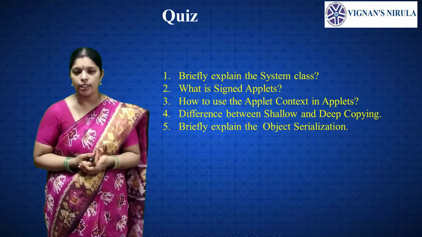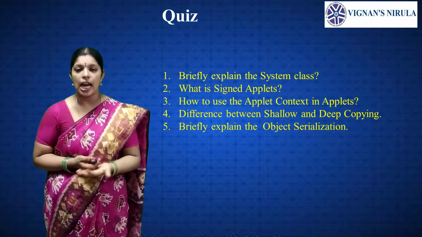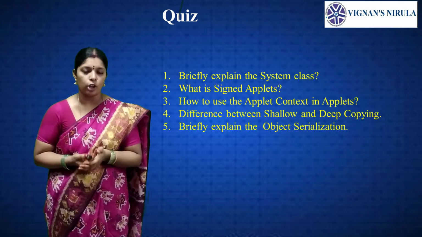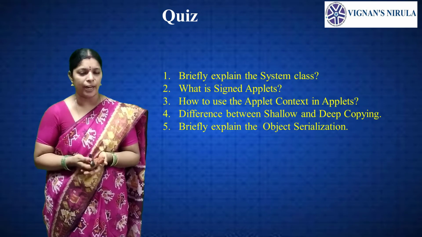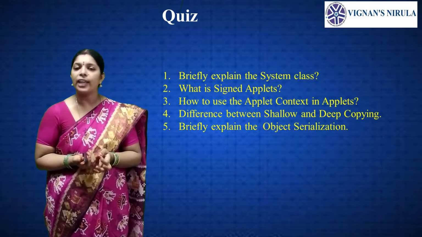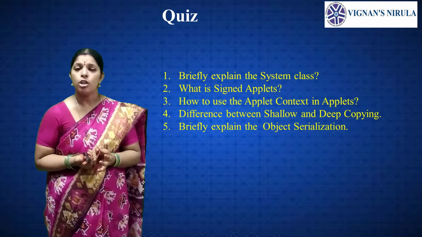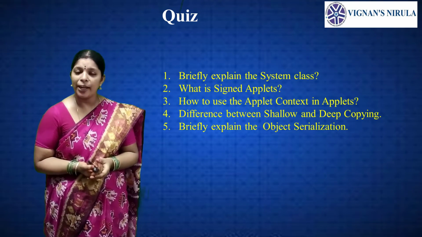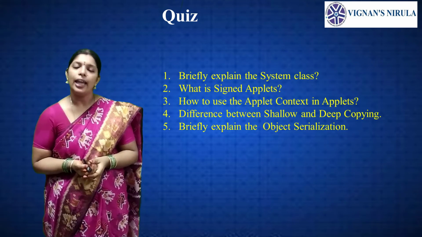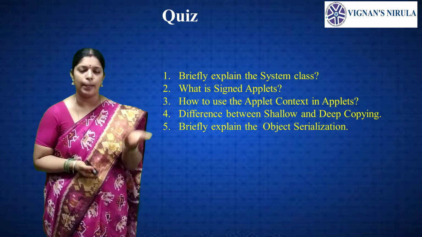Let's conclude the session. In this lecture, I have discussed what is meant by system classes and what the use of system classes is. What is meant by signed applets and applet context, and why we use signed applets and applet context. Why do we use signed applets? Because we give a digital signature for our applet program. What is the applet context? The applet context is used to store information while the applet is in the execution environment. So these are the uses of signed applets and applet context.